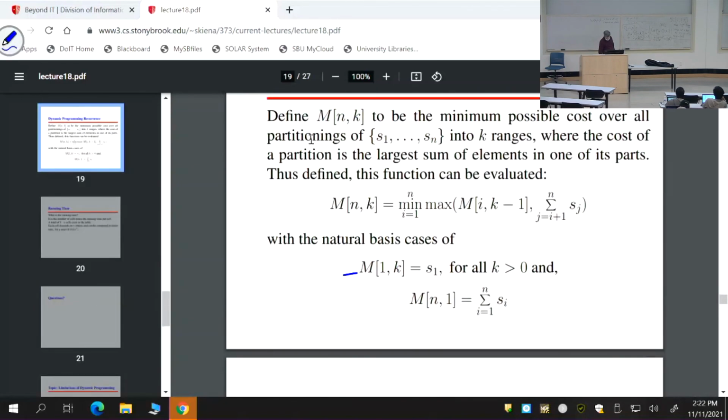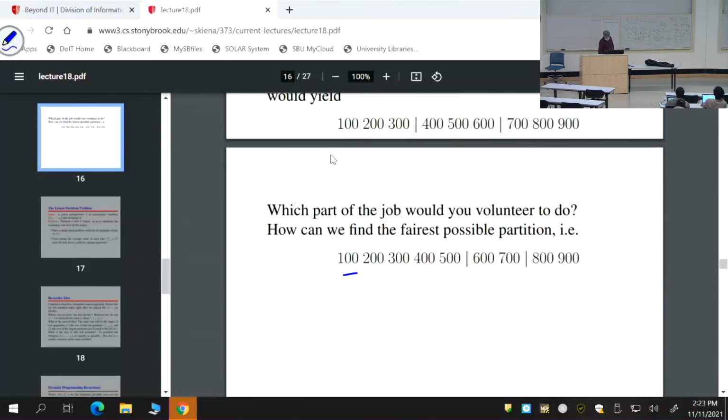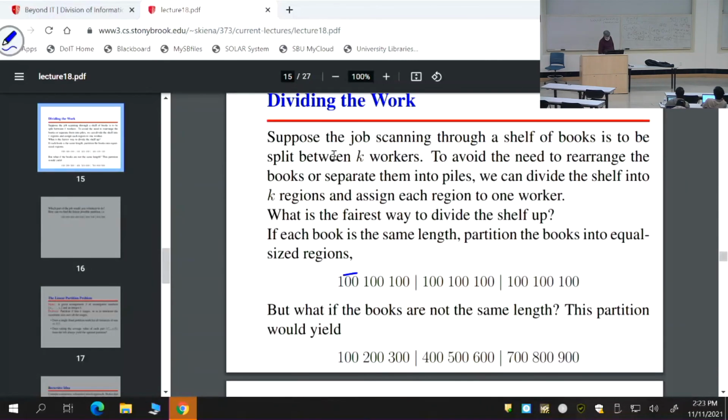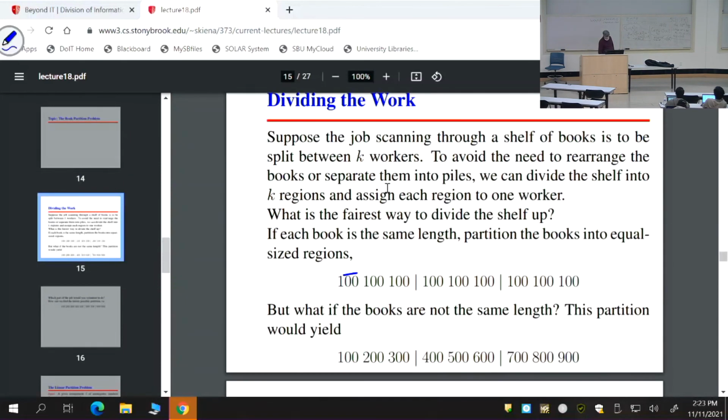Okay, I'm going to do this linear partition problem, unless somebody tells me they have a better idea. So let's look at another example of dynamic programming, which is one of the examples in the book that has come up practically for me a couple of times.